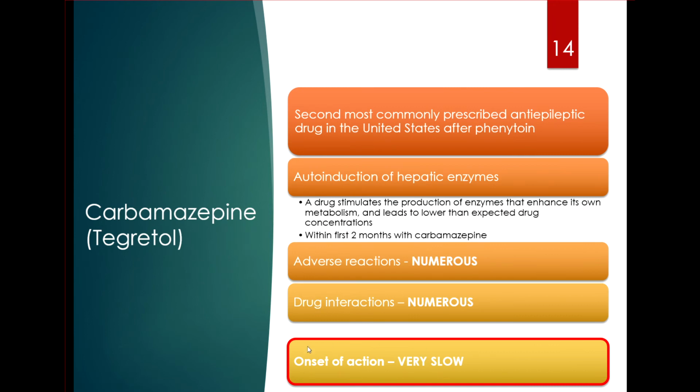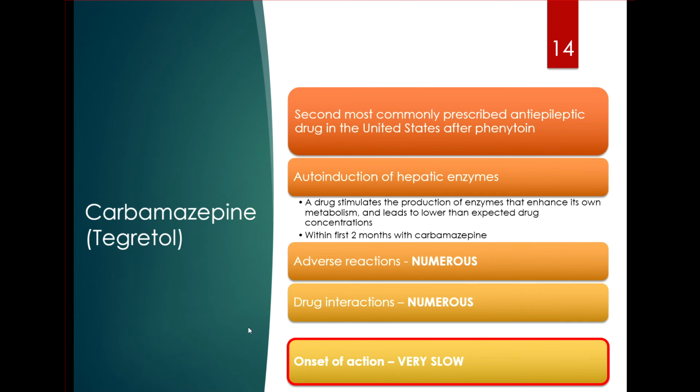Then we have this one down here, rimmed in red. The onset of action is very slow. This is not the drug that we are going to give with status epilepticus, partly because it's PO and also because the onset of action is very slow. We will not see effects for a while. That's why it takes 2 months to know if they're going to have autoinduction of hepatic enzymes, not the first 2 weeks, because the onset of action is so slow.